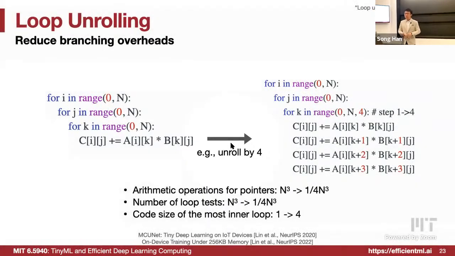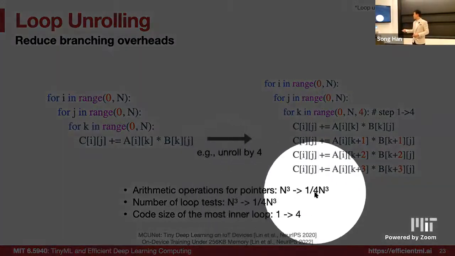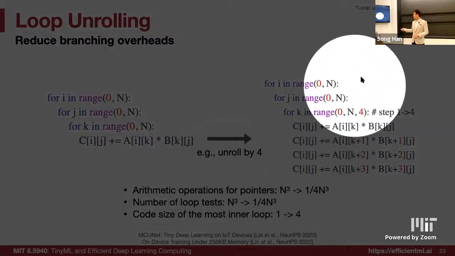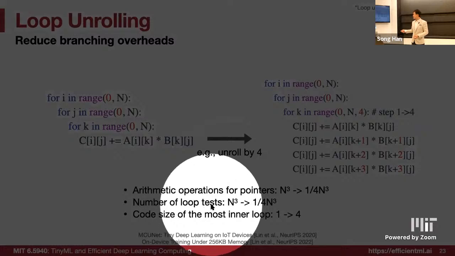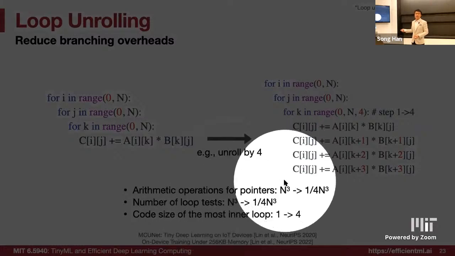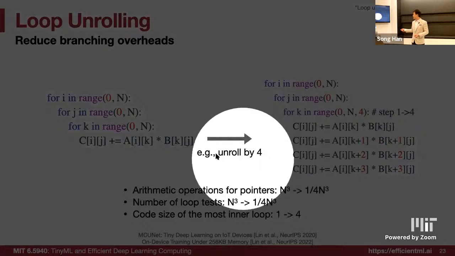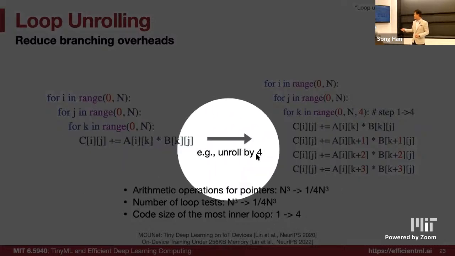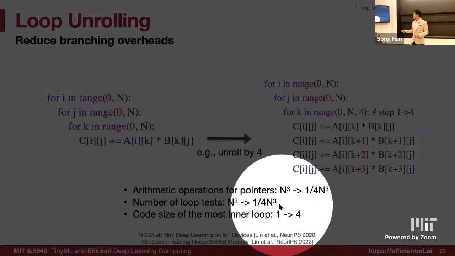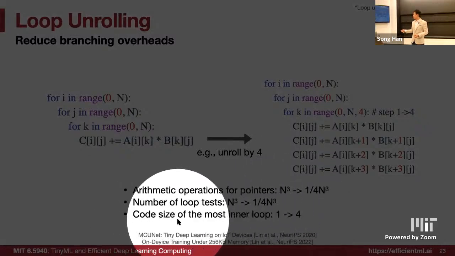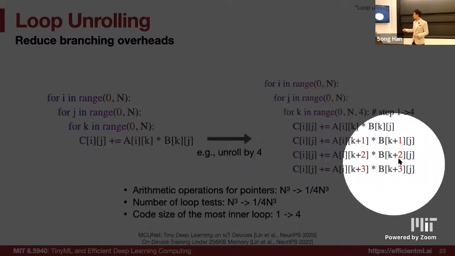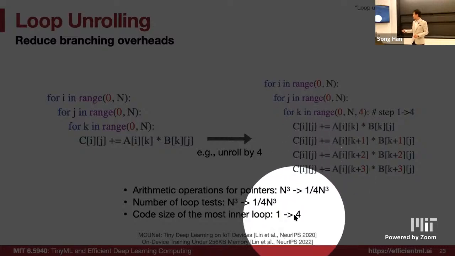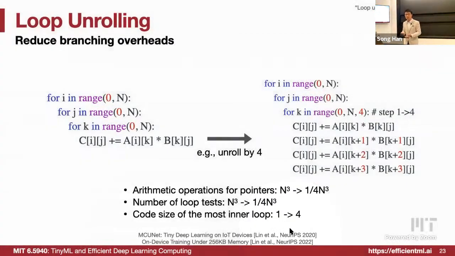So what is the consequence? The arithmetic operations for pointers is reduced by 4 times. What about the number of loop tests? Loop tests happen at the end of the loop. Previously, every 1 instruction, you have to do a test. Now, every 4 of them. So reduced by 4 times. What about the code size of the inner loop? Previously, you have 1 instruction. Now you have 4 times the instruction here. So the code size becomes 4 times. So that's the trade-off. No free lunch.